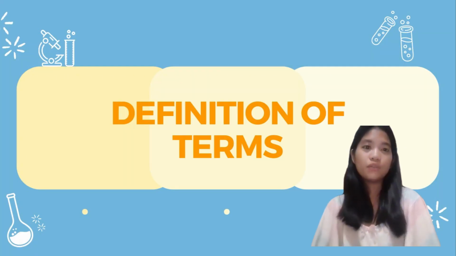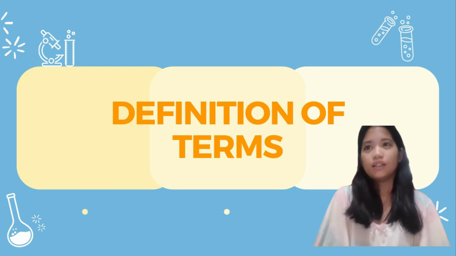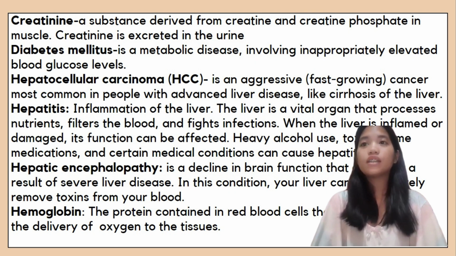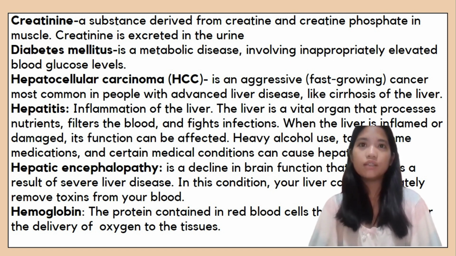So good day everyone, my name is Cassandra Festo Valdon and I am going to discuss the definition of terms. So first is creatinine. It is a substance derived from creatine and creatine phosphate in muscle.